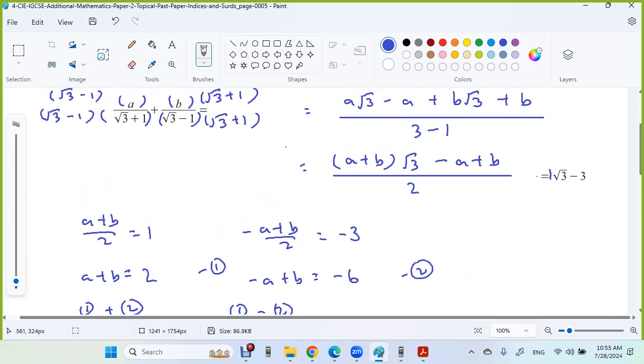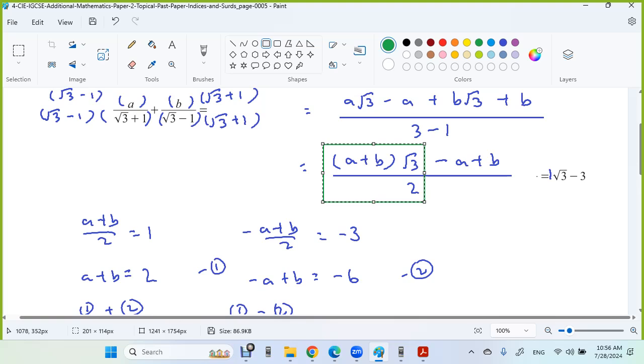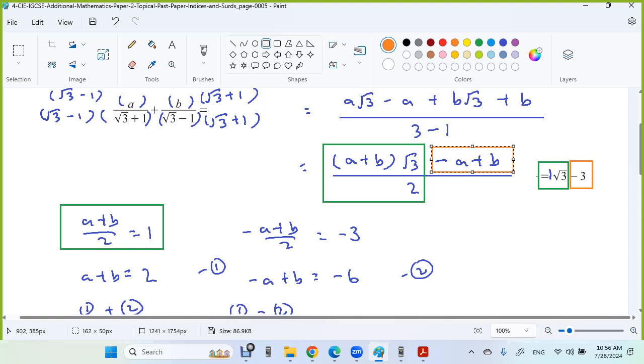So over here, what we do is we have the coefficient of square root 3, we compare. So a plus b over 2 is equal to 1. And then we also have the negative 3 is the constant. So it's negative a plus b over 2. This one.